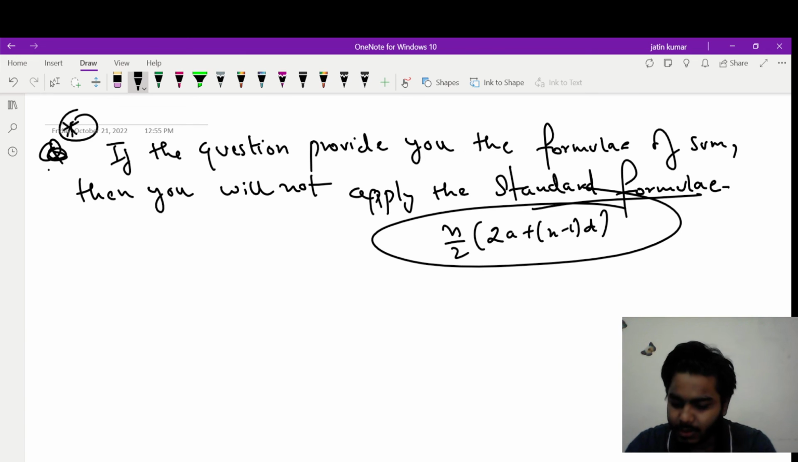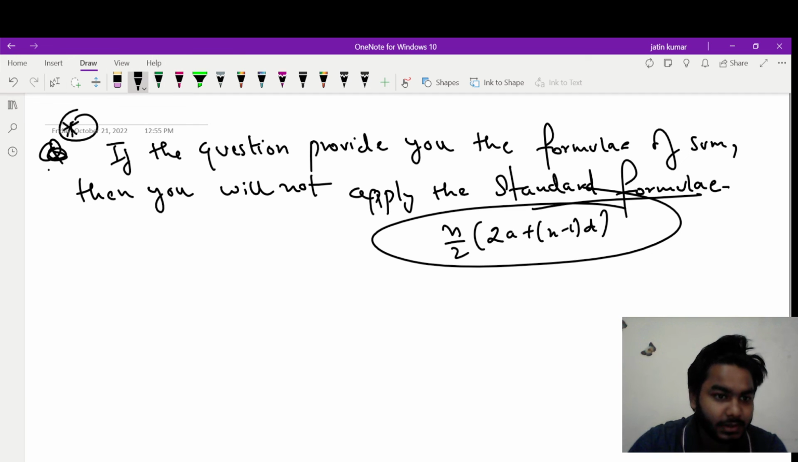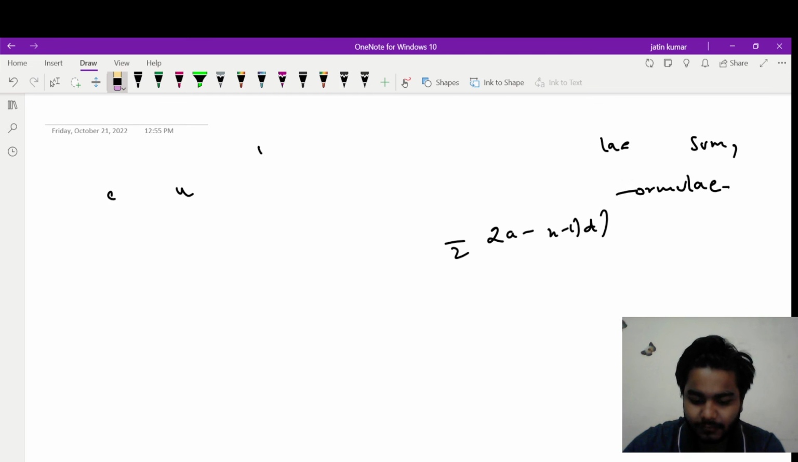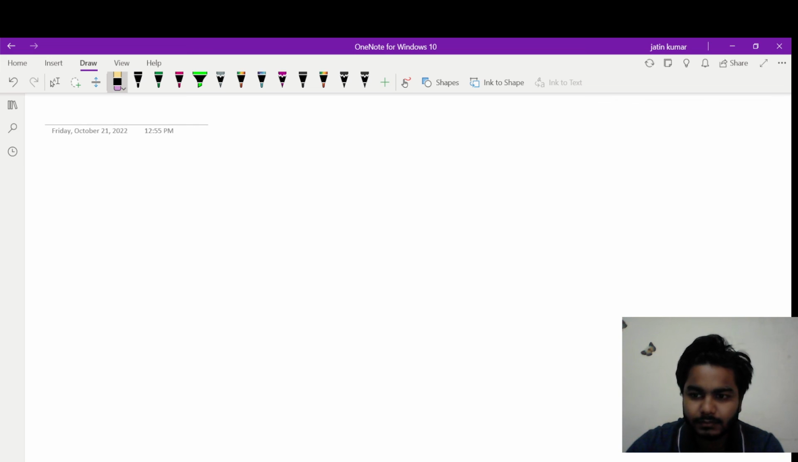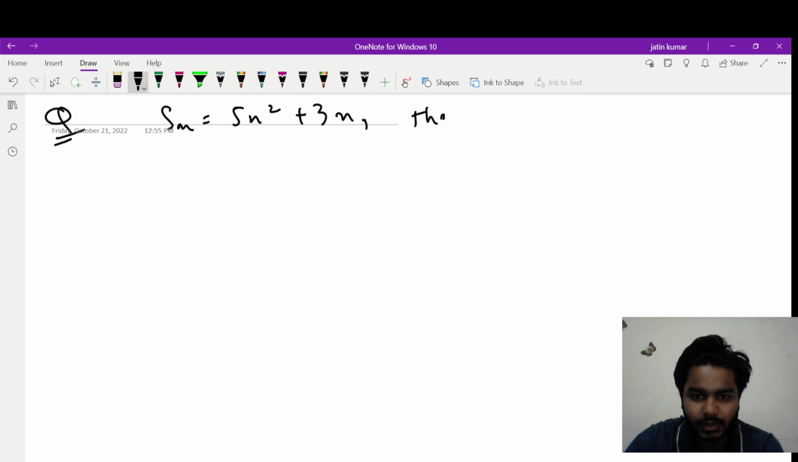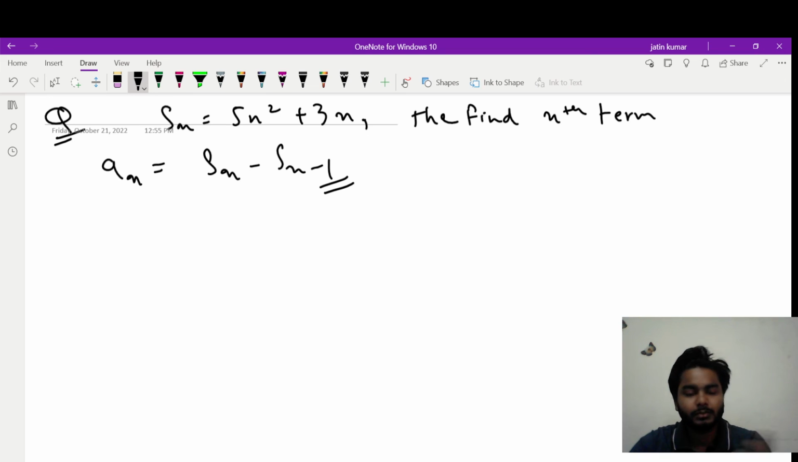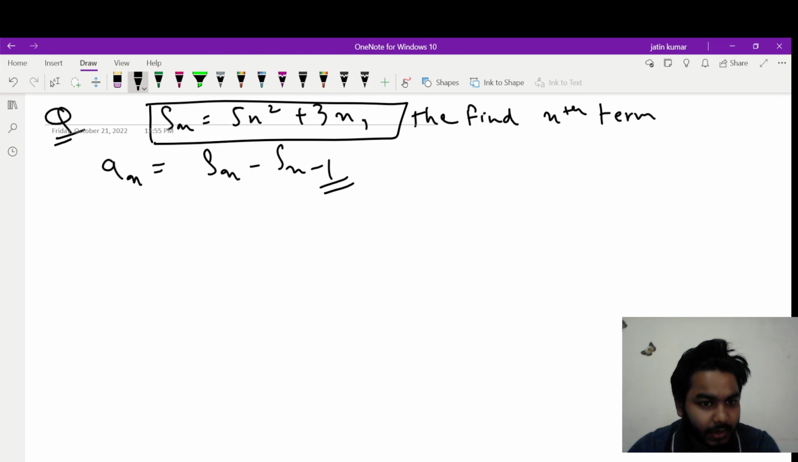Okay, now the previous question that I had skipped. The previous question was, if the sum of first n terms of an AP is given as 5n square plus 3n, then we have to find the value of nth term. So in case we have to find the value of nth term, can I write like this, Sn minus Sn minus 1. In this question itself the question provides the sum ka formula, so this is the sum formula, and we have to apply this formula only.